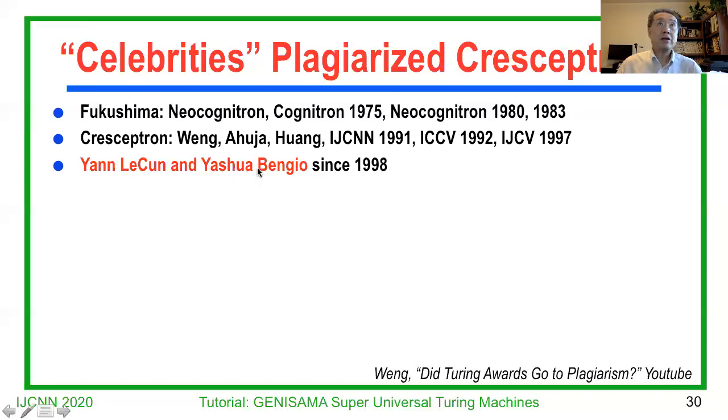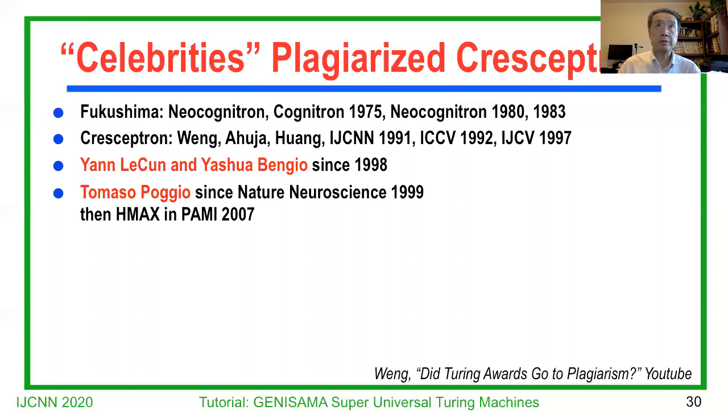Then Yann LeCun, I use the red to mean he started to do plagiarism. That's my claim. I did not say it is a fact. All right, this is only raised for discussion. In 1998, they started, this is still 2D, but already used the idea of subsampling of Cresceptron. Fukushima did not do subsampling.